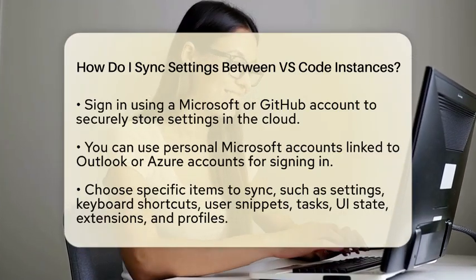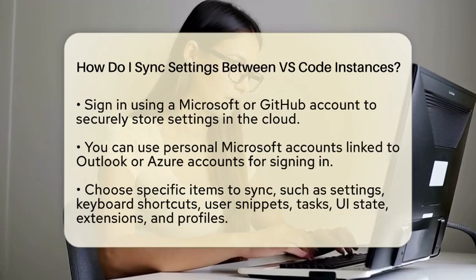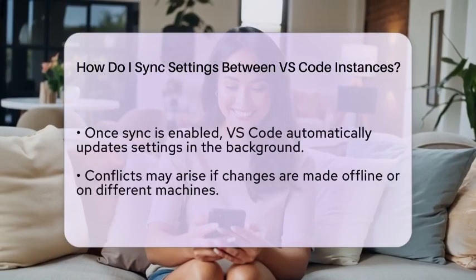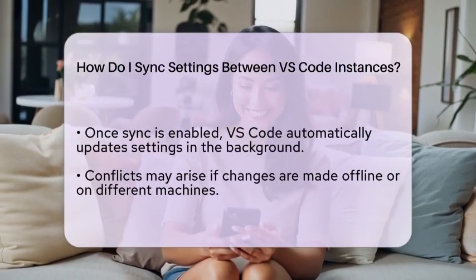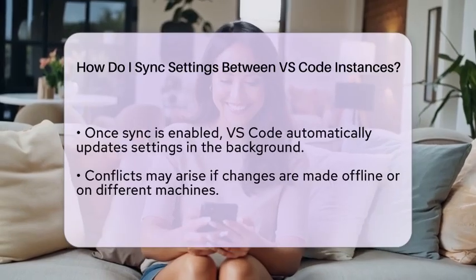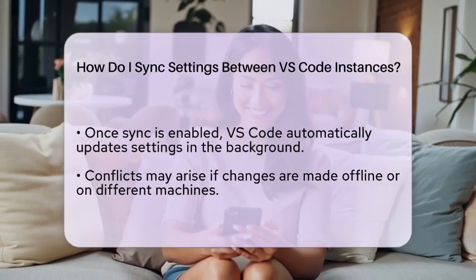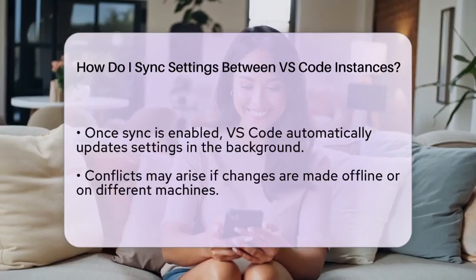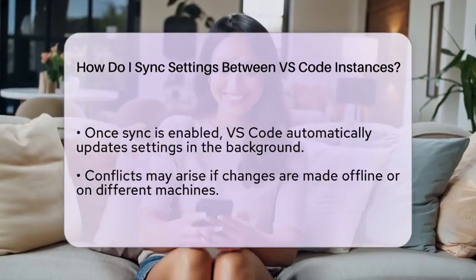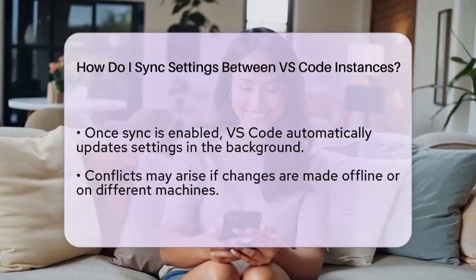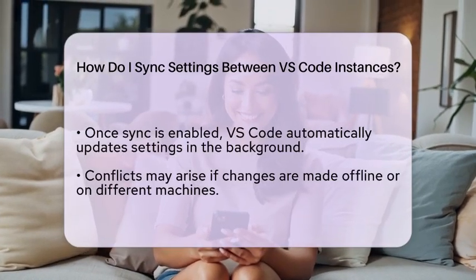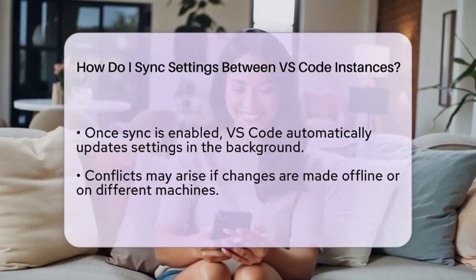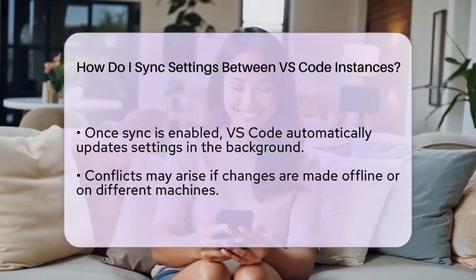After enabling sync, Visual Studio Code will automatically keep your settings updated in the background. This means every time you make a change, it will reflect it on all your devices without you having to do anything extra. However, sometimes you might run into conflicts. If you make changes while offline or modify settings on different machines, Visual Studio Code will alert you to these conflicts. You can choose to accept local changes, accept remote changes, or review the conflicts side by side before making a decision.